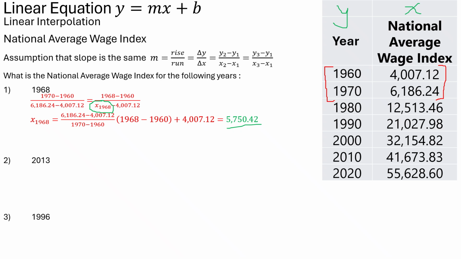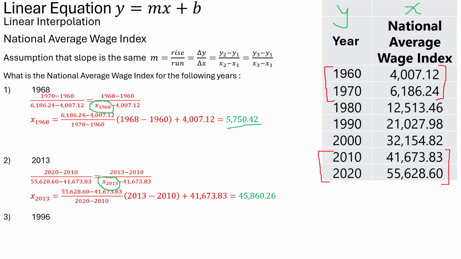All right, so for 2013, you're going to use 2010 and 2020 and their corresponding wage index. And so that's what we did here. And again, we're searching for the wage index, and I put it in the denominator again, and I get 45,860.26, which is in between our original two data points.